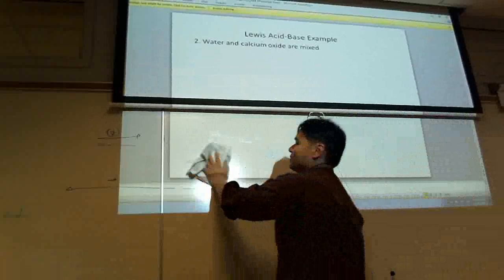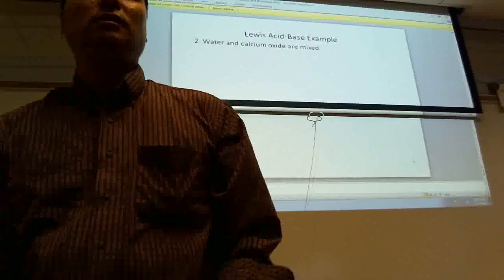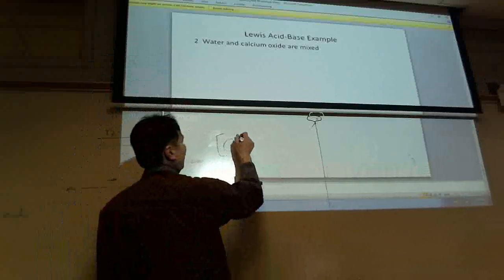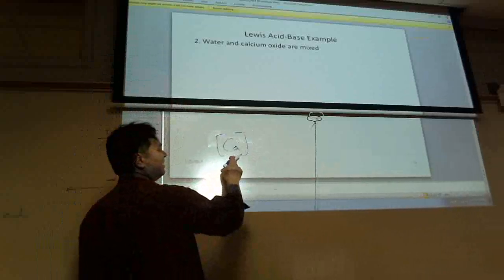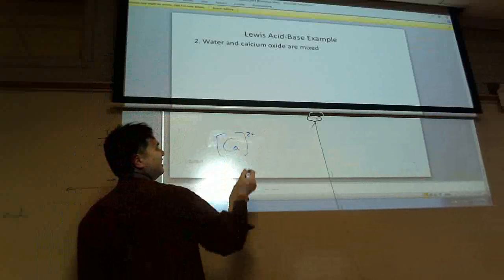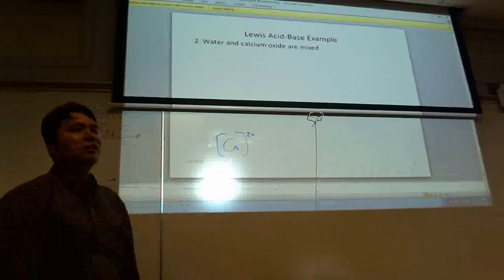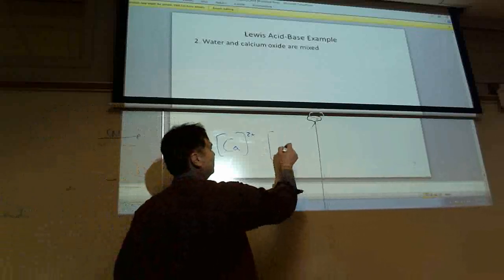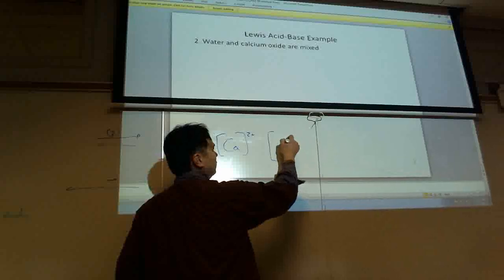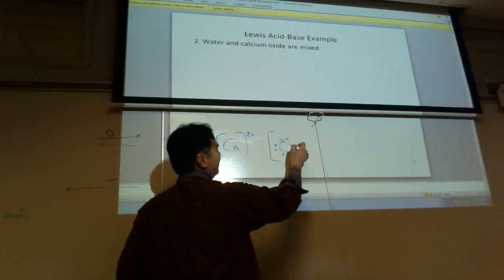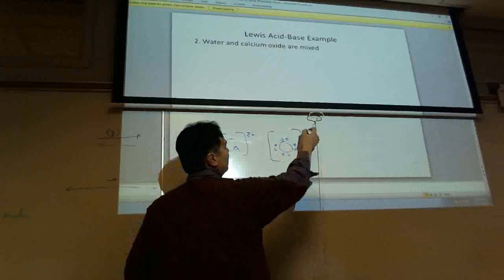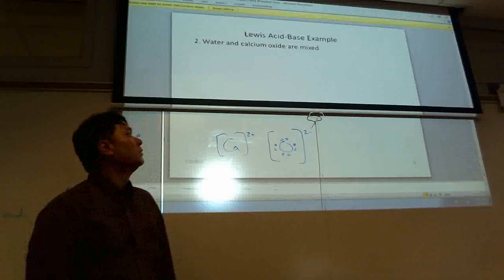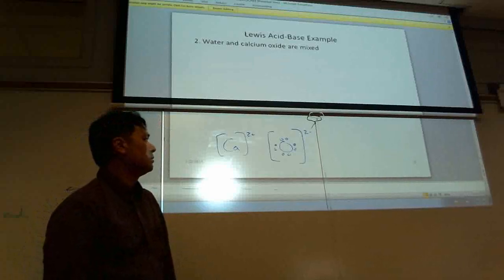How do you do the Lewis structure for calcium oxide? Yeah, brackets. Good. How many valence electrons does calcium ion have? 2. Calcium ion? 0. And then we have oxide. How many valence electrons does oxide have? An octet. And is this a solid? Is it a molecule? What is it? Solid. It's a solid. Oxides are solid.